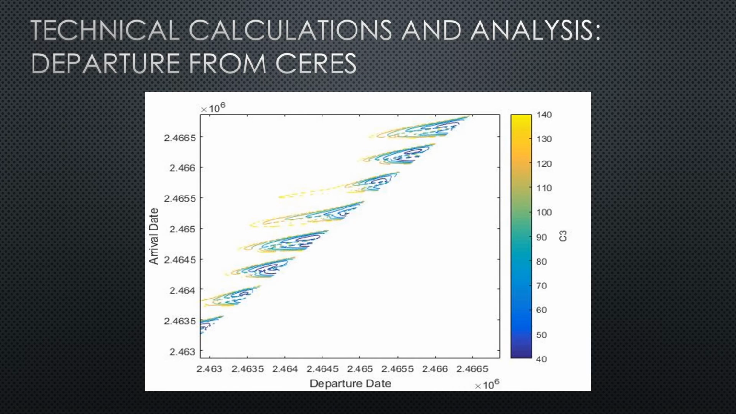A third pork chop plot was produced to determine a departure date from Ceres that would provide a V infinity to less than 10 kilometers per second. This was a requirement for this project in order to ensure a feasible Earth entry trajectory. From this plot, a departure date that would give a C3 of 43.63 was selected, which corresponded to the V infinity 2 of 9.673 kilometers per second.